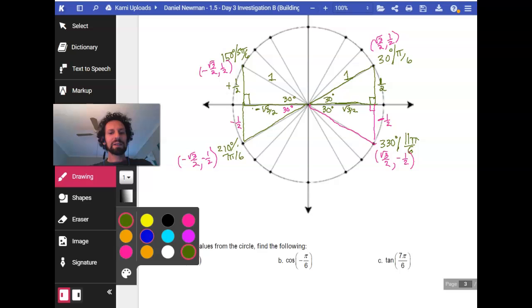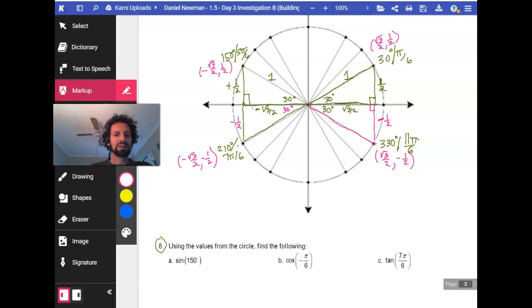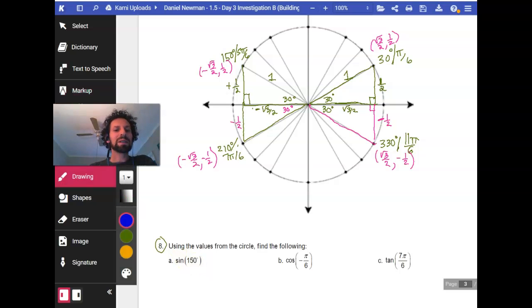So let's take a look at what this expression means, where it says the sine of 150 degrees. That's what we want to take a look at. What do we mean by that? Well, the first thing is we know that the sine of an angle is always the y-coordinate of the point on the unit circle that that angle corresponds to. So what does that mean?